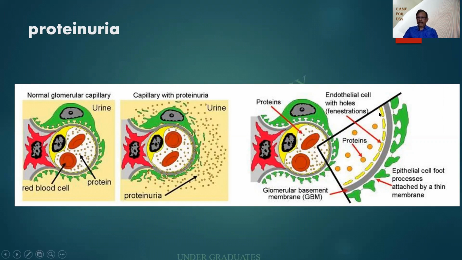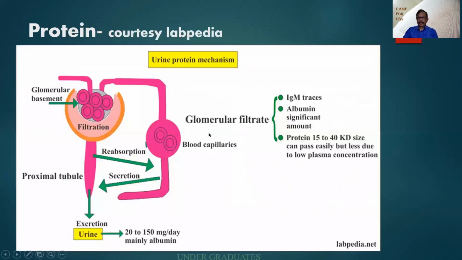So this can happen because of an increase in the fenestrations, or sometimes leakage across the basement membrane, or some damage to the epithelial foot processes. All this can lead to proteinuria. This again is a beautiful diagram, courtesy Labpedia. This particular series, if you people can get onto, it is useful for educating yourselves.